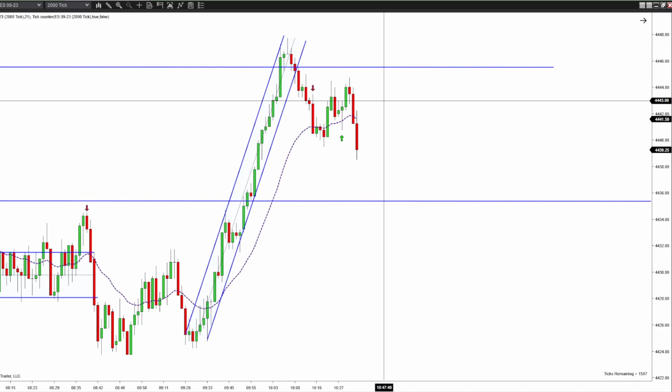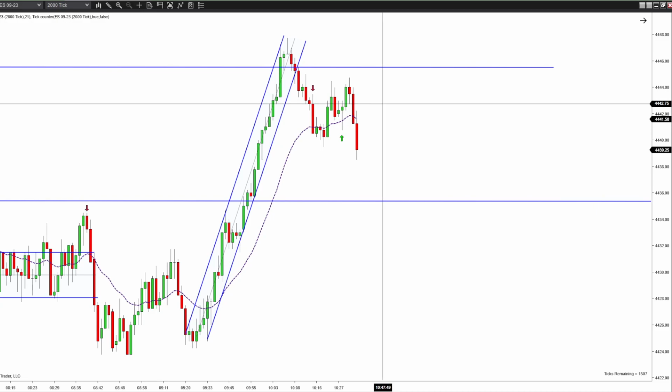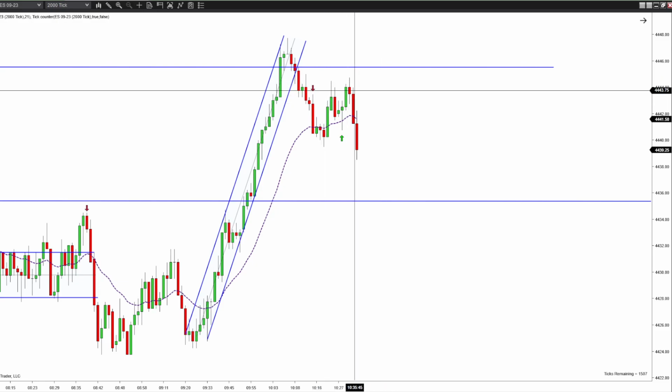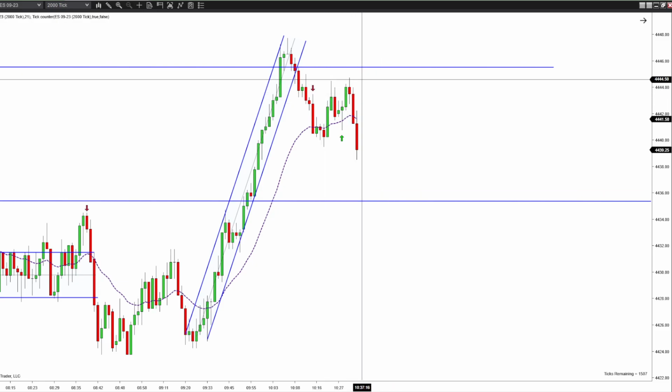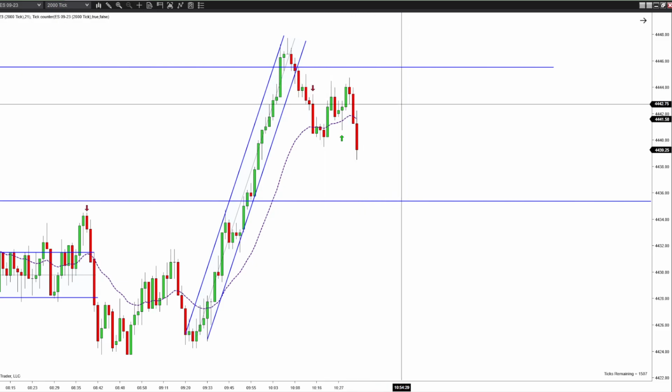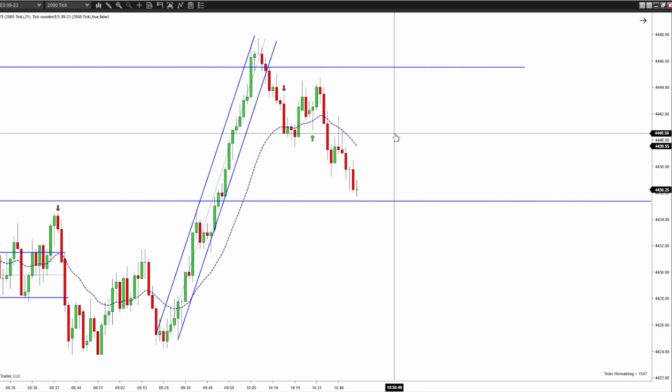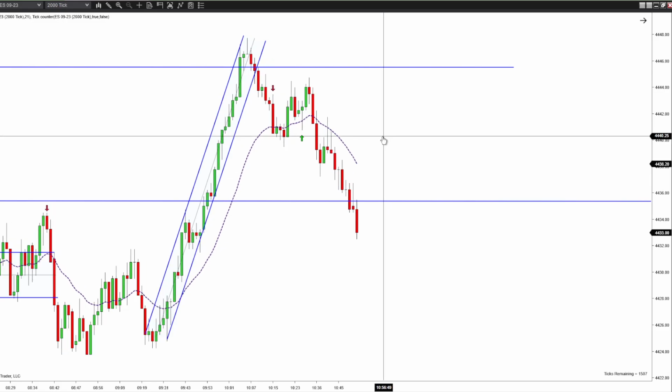Would it have worked out? It went from 42.75 to 44.75. So once again, you would have scalped out for slightly more than a point, but that's why we only go for 1 to 1.25 point scalps. And then we ended up working lower.